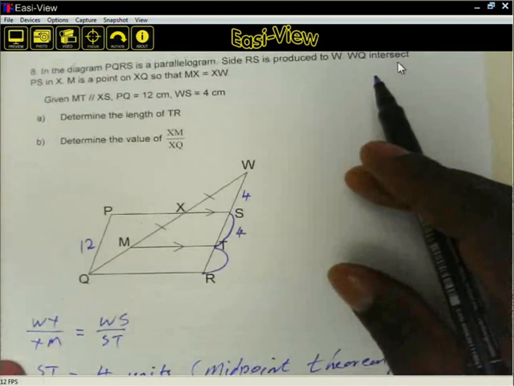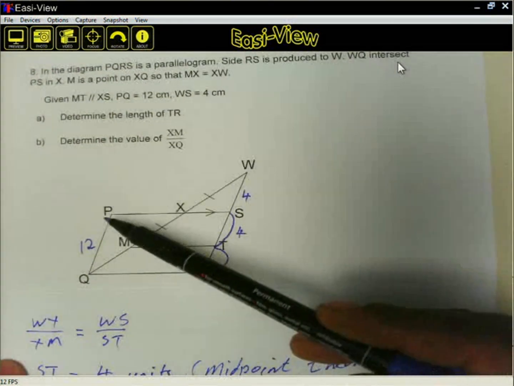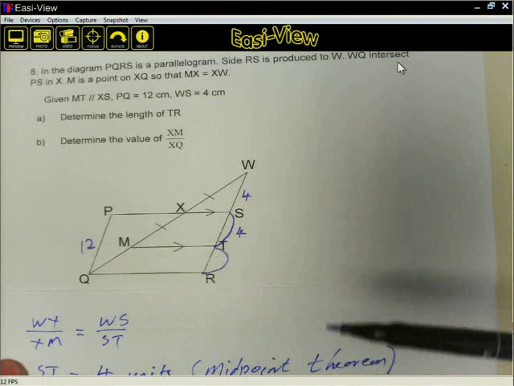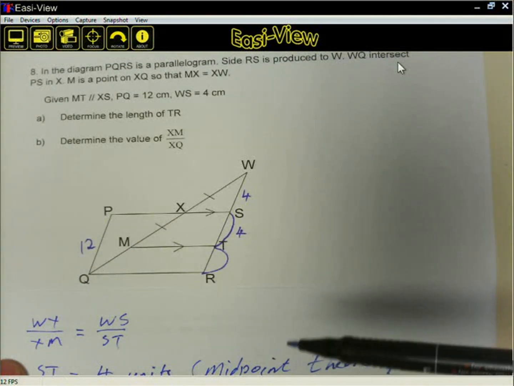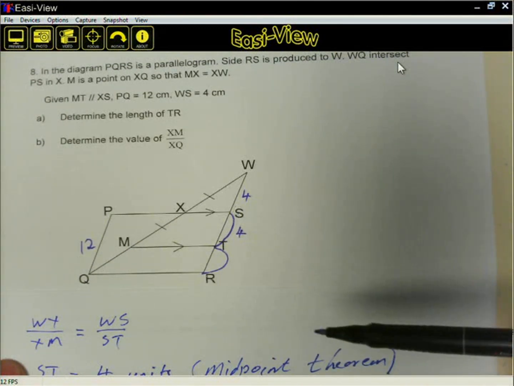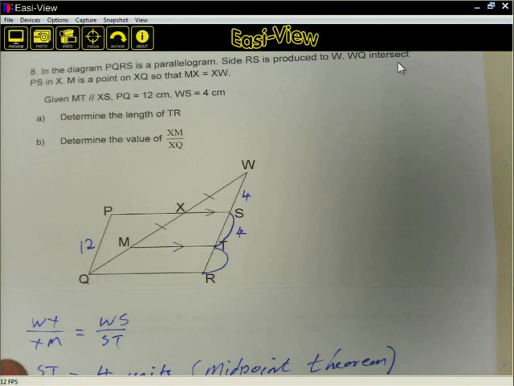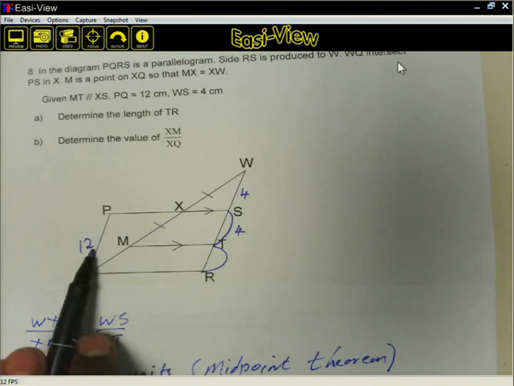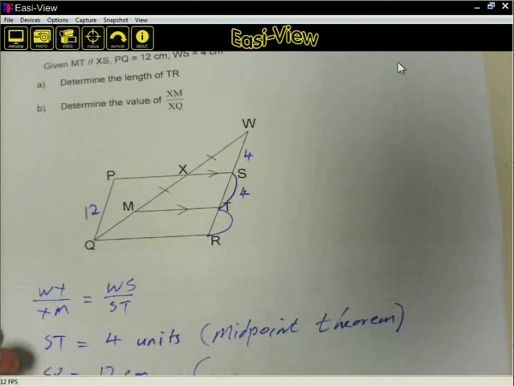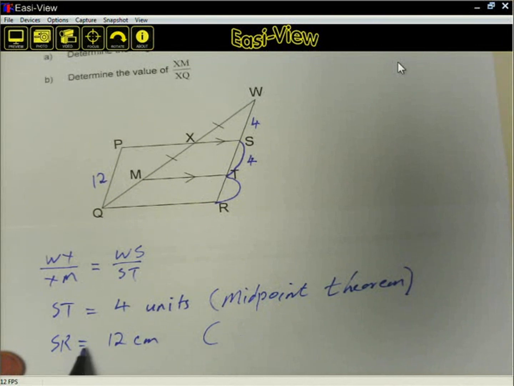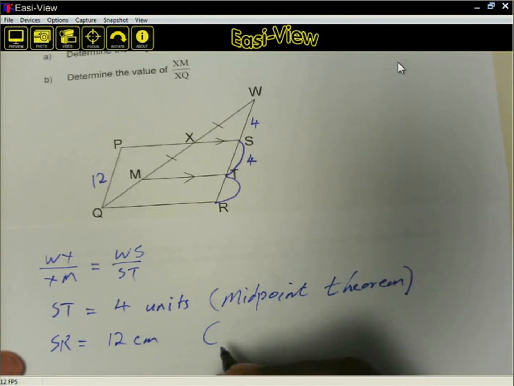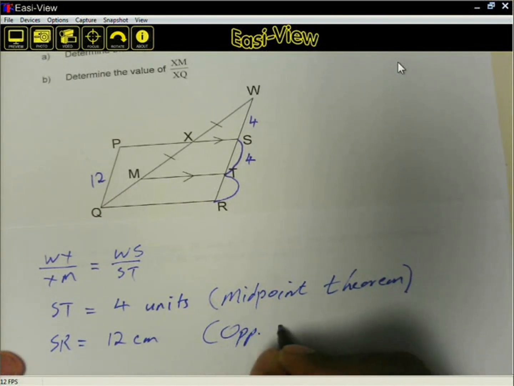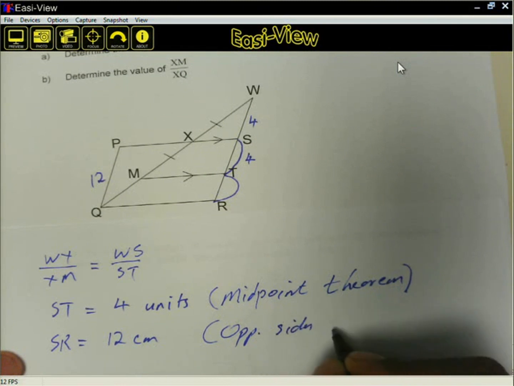Remember, it is given that PQ is 12 centimeters. So it means SR is also 12 centimeters. You say SR is equal to 12 centimeters. Why? Because these are the opposite sides of a parallelogram. Those are the opposite sides of a parallelogram.